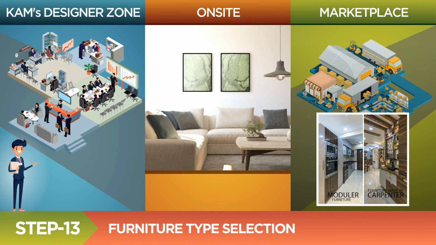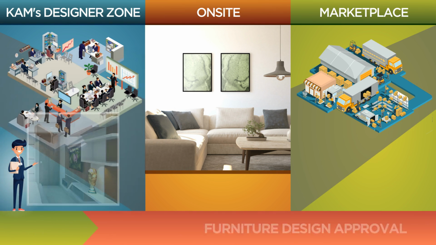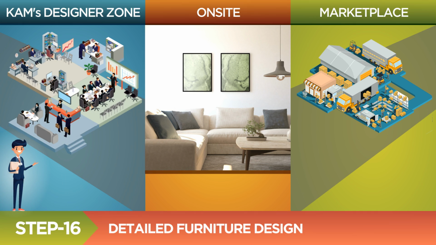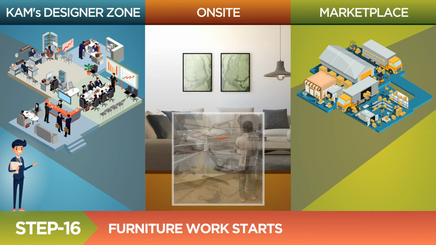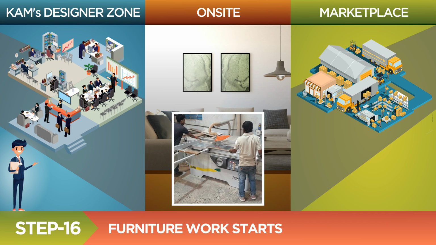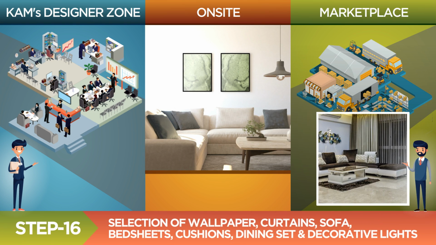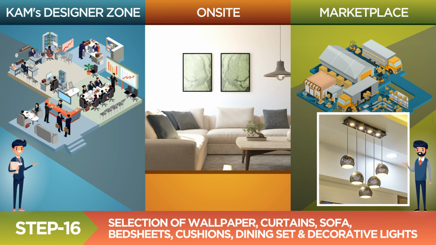Based on your choice of modular furniture or furniture made by a carpenter, we submit 3D design options for you to review and approve. The detailed furniture drawings with laminates and veneers are prepared and submitted to the contractor for execution. The furniture is prepared on-site by a carpenter and the modular furniture gets prepared in the factory. The selection of wallpaper, curtains, sofa, bed sheets, cushions, dining set and decorative lights is done during this phase.